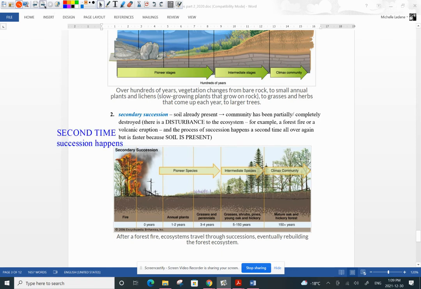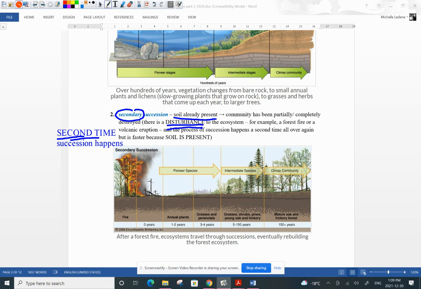Secondary succession, a little bit different because secondary, well, why is it secondary? Because it's the second time that succession is happening. So soil was already present. We don't have to make soil from the beginning. It's not like there was some kind of a volcanic island or rocks where there was no soil, but there has been some type of disturbance to the ecosystem.